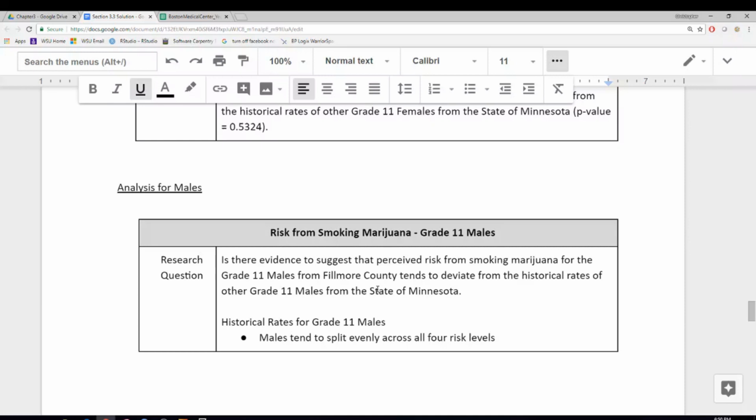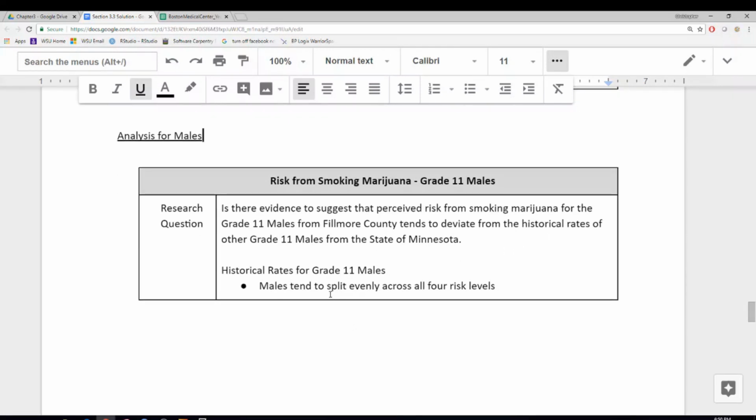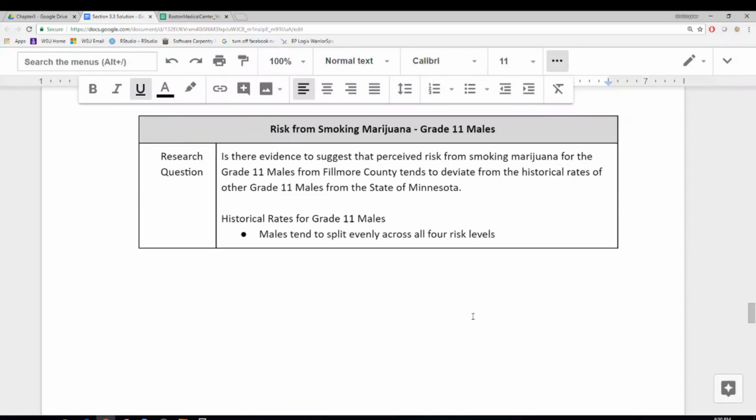So is there evidence to suggest that perceived risk from smoking marijuana for grade 11 males from Fillmore County tends to deviate from the historical rates? Now, for the grade 11 males, they tend to just split evenly across all four risk levels. Remember, for the females it was 20%, 20%, and then 30%, 30%. But for males, it's pretty even across the board, so 25% for each.